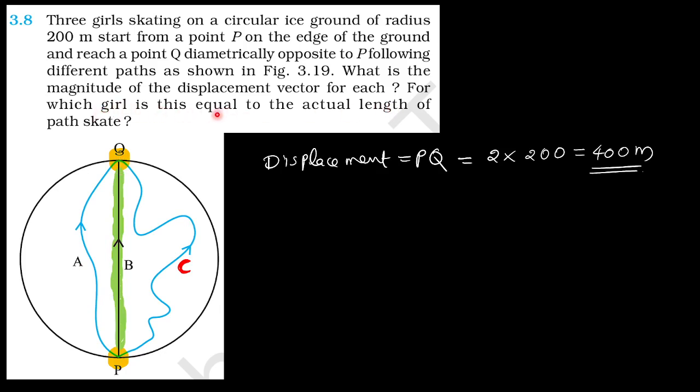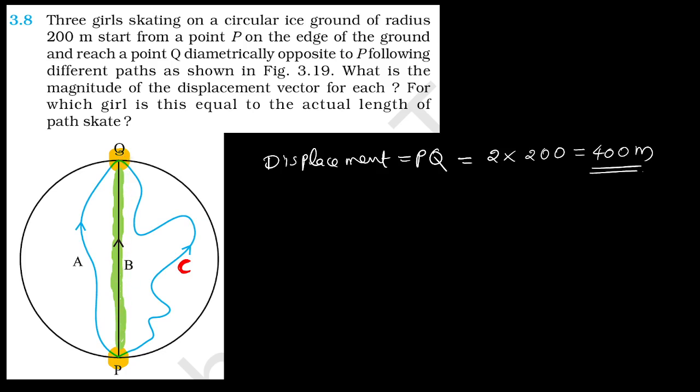For which girl is this equal to the actual length of path? For which girl is the displacement of 400 meters equal to the path length? For girl B, understood? For girl B traveling along this green colored path. So for girl B, the displacement is equal to the path length. Path length means how much distance she traveled.